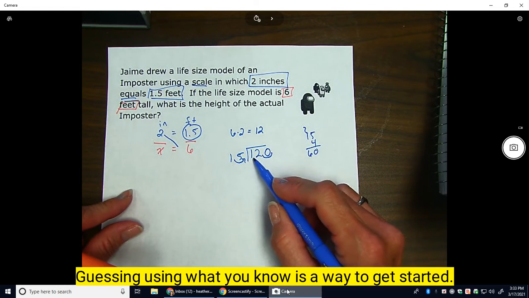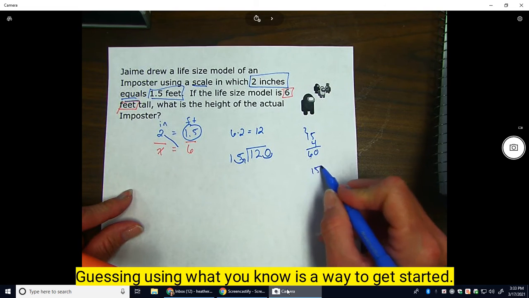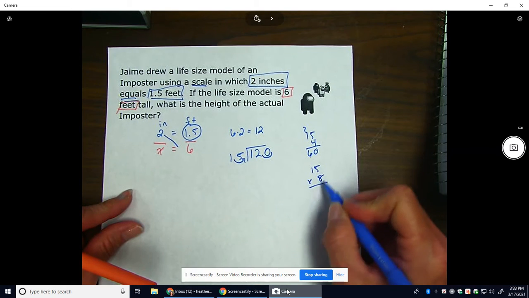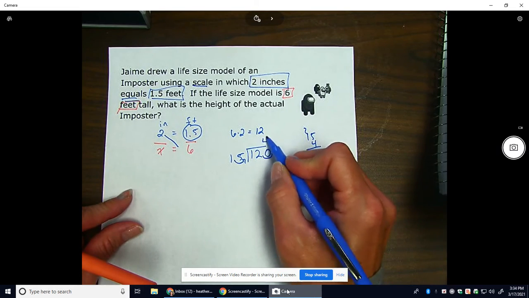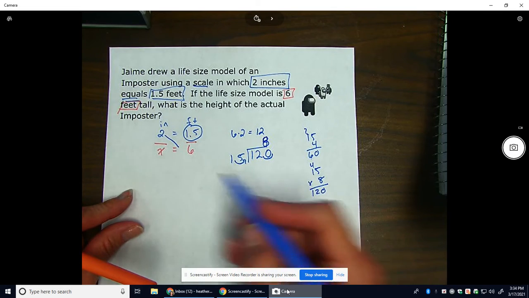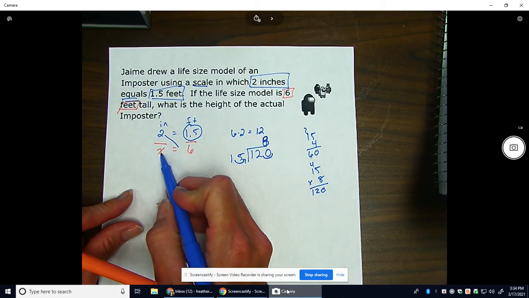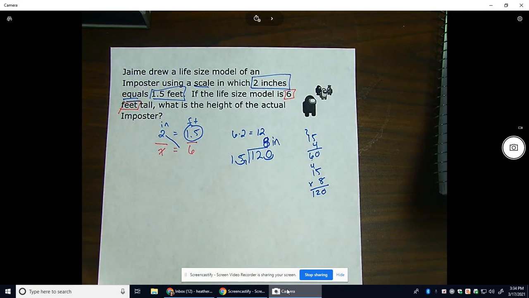Ooh, I'm awfully close. I need double that because I see 6 is half of 12. So I'm going to do 15 times 8. And that gives me the correct answer. So it is, not 4, it's 8 for the final answer. And the missing piece is inches. So 8 inches is the total height of that imposter.